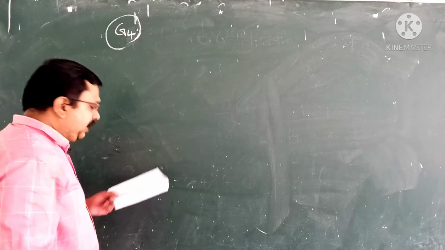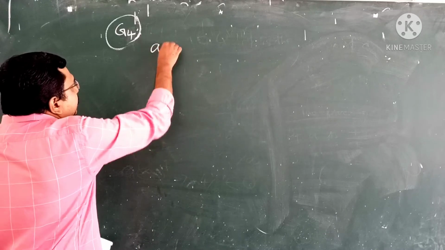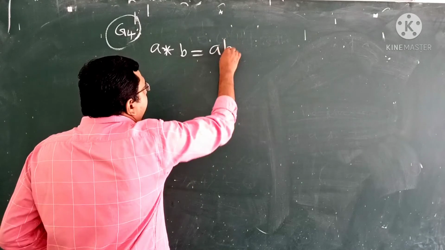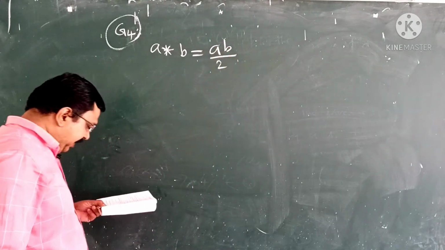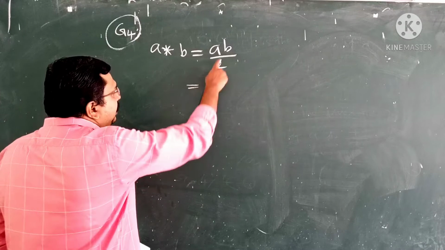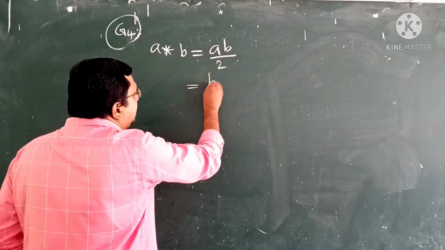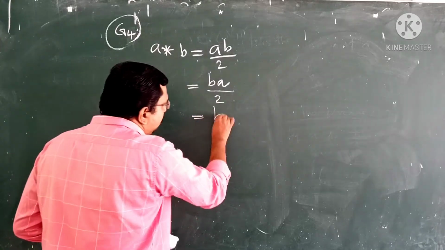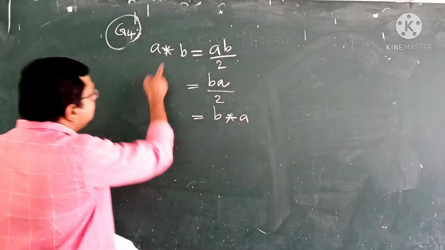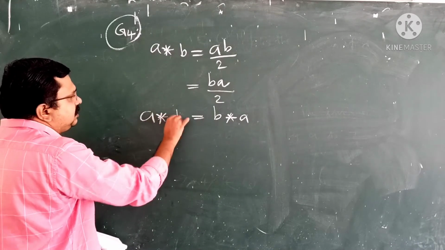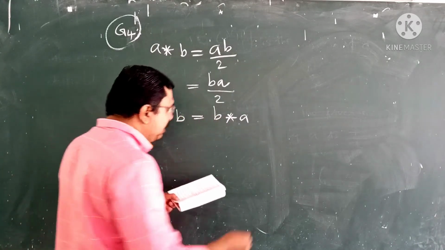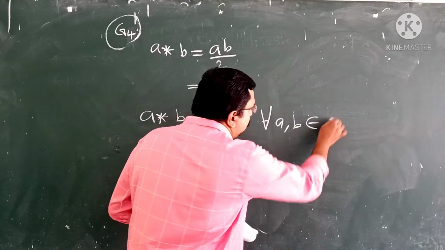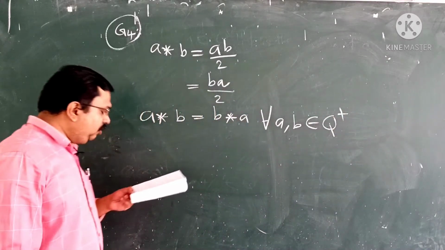Commutativity. We want to prove the commutativity. We know that A star B is equal to AB by 2. This can be written as A into B can be written as B into A by 2, which is equal to B star A. That is, A star B is equal to B star A for every A, B belongs to Q plus.